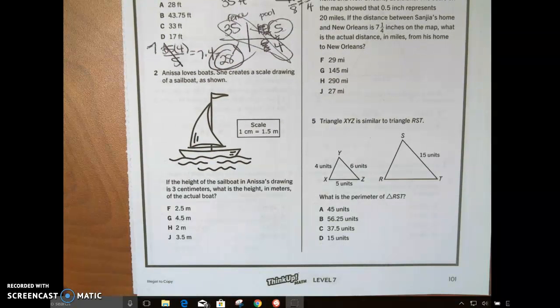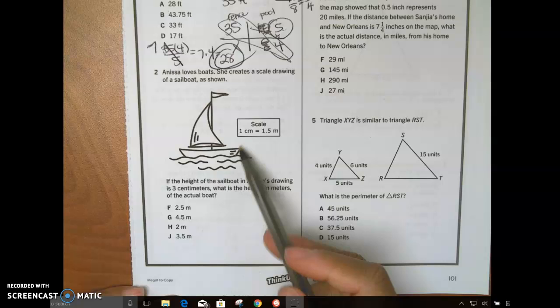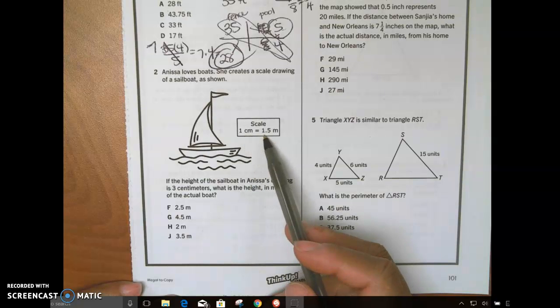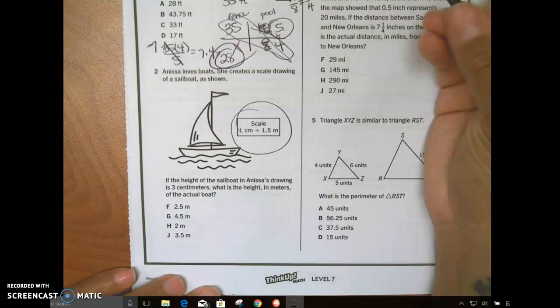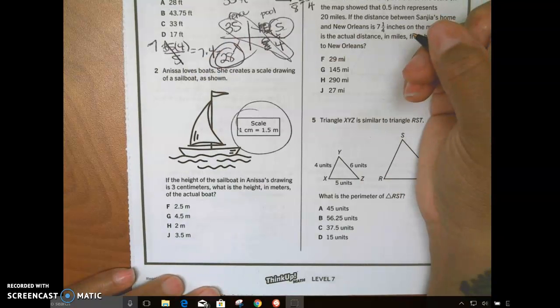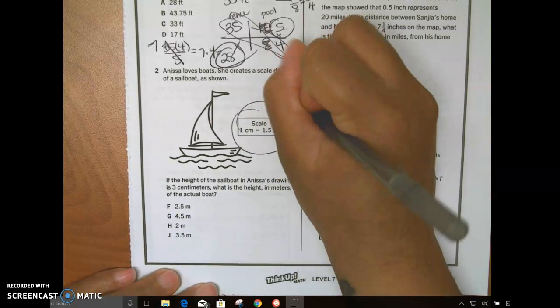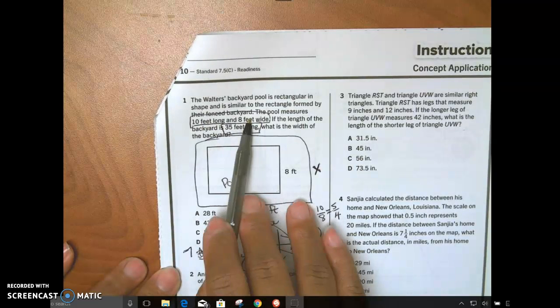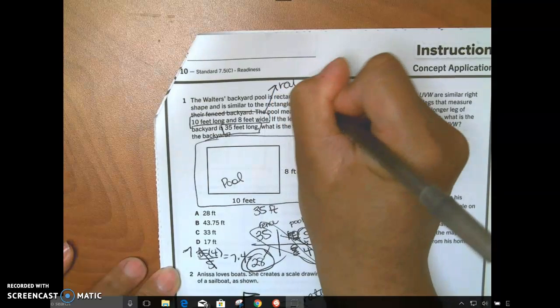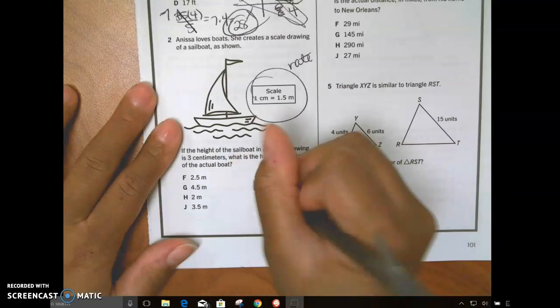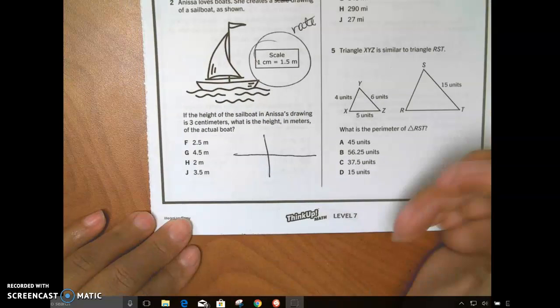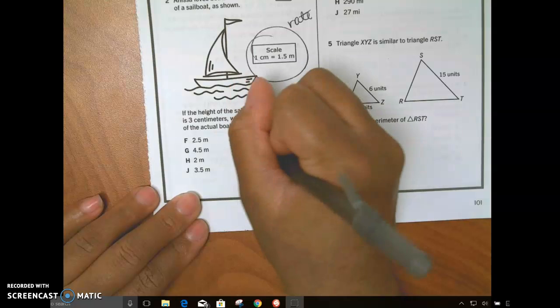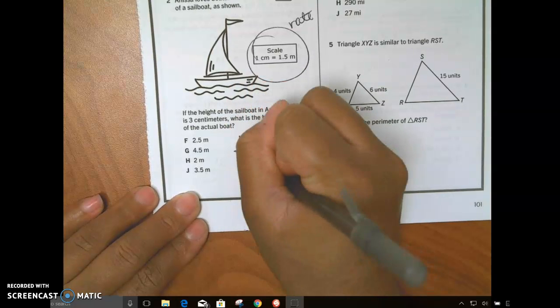Anissa loves boats. She creates a scale drawing of a sailboat as shown. Here's my scale. 1 centimeter is equal to 1.5 meters. What is this? A rate. What was this up here? 10 feet long and 8 feet wide. What is this? Another rate. They give you rates, guys. And rates go in what form? Proportion fraction form. Yes. So 1 centimeter is 1.5 meters.